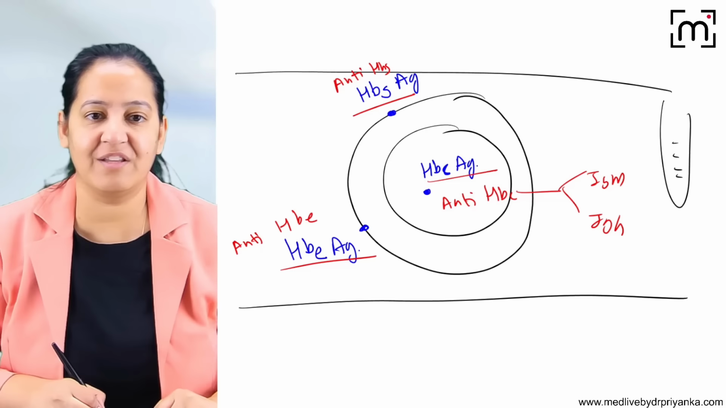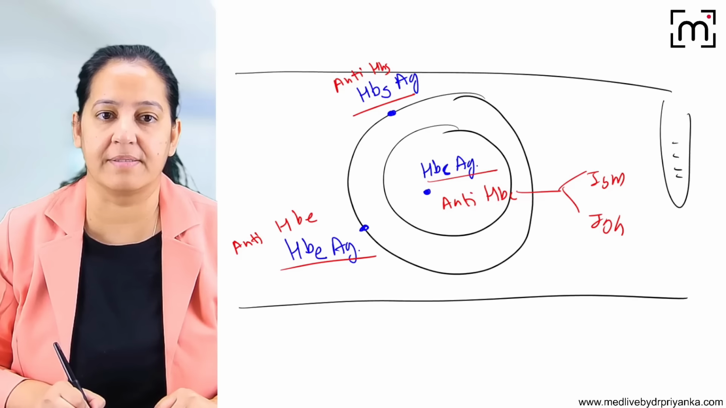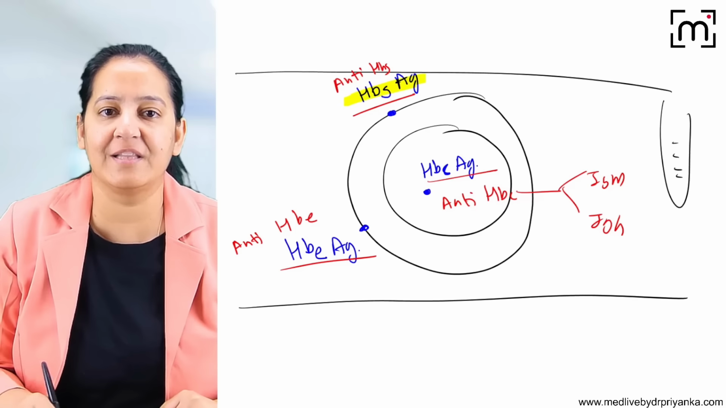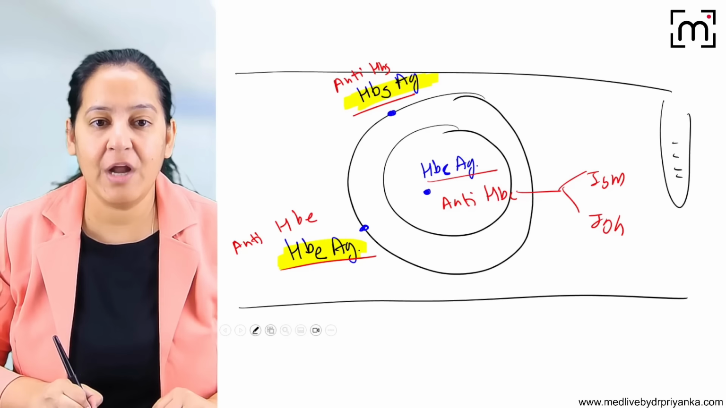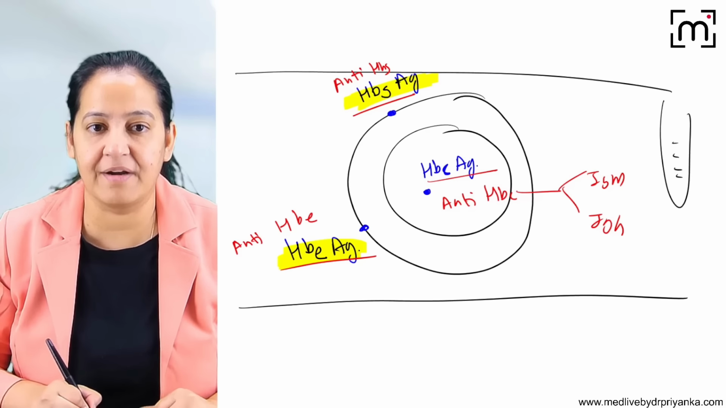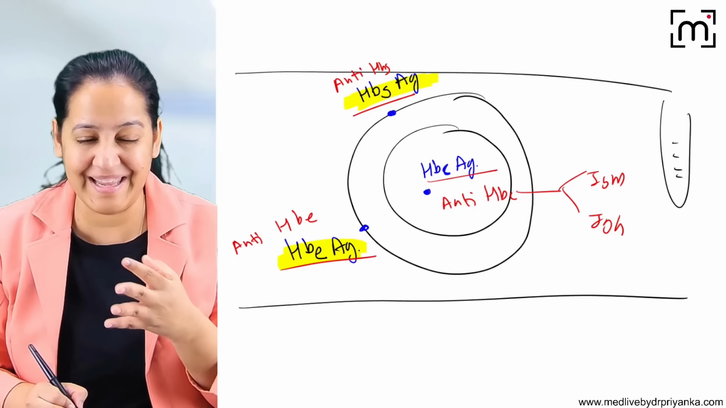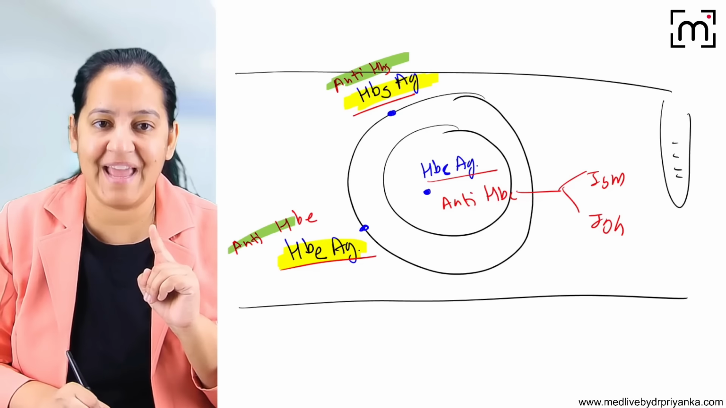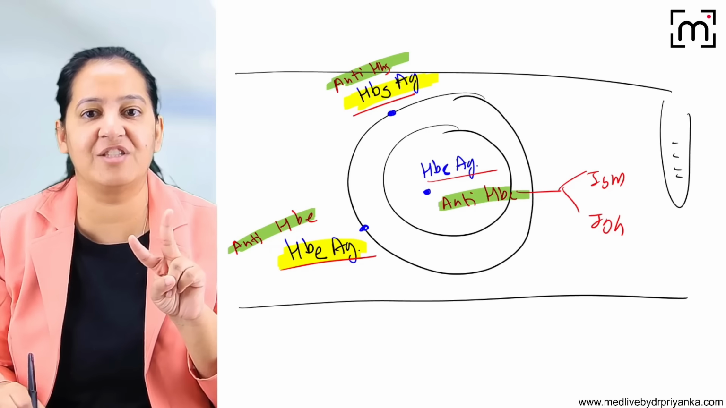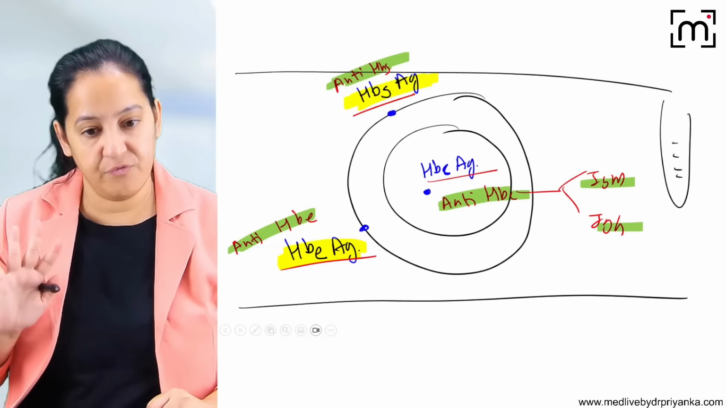The 2 antigens and the 4 antibodies are known as serological markers. So I'm marking the 2 antigens which leak in the blood, that is S and E. They leak in the blood. C never leaks in the blood. And now I'm marking the antibodies which leak in the blood. All 4 antibodies leak in the blood. The body will form 4 antibodies. So anti-HBs is formed, anti-HBe is formed, and 2 types of anti-HBc are formed, that is IgM and IgG.